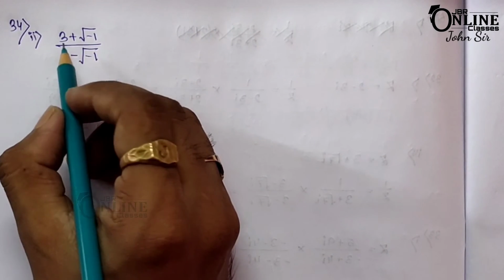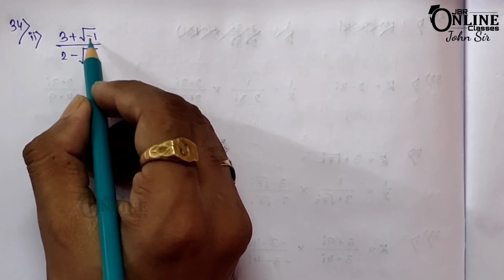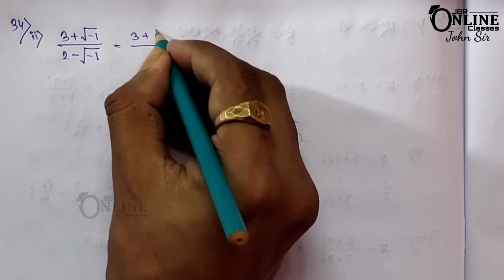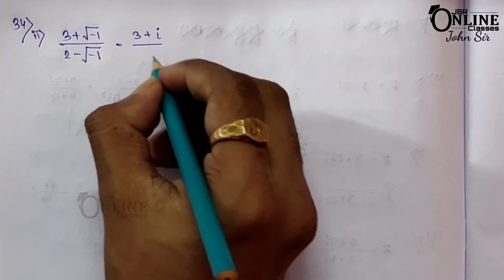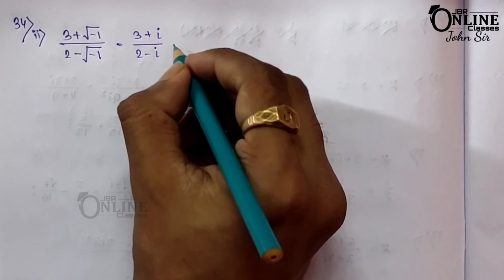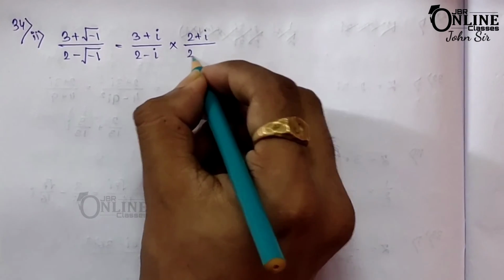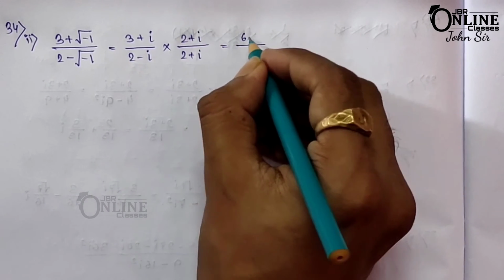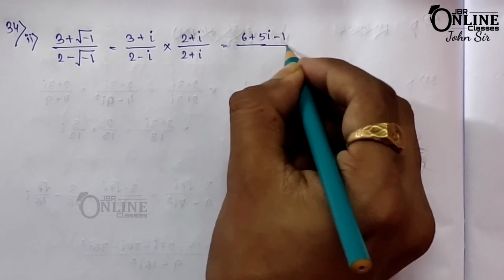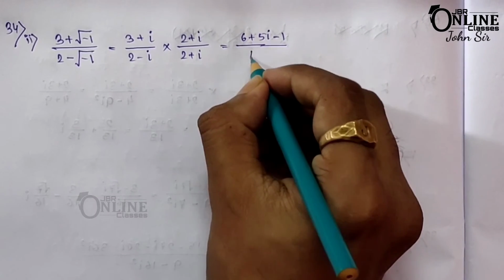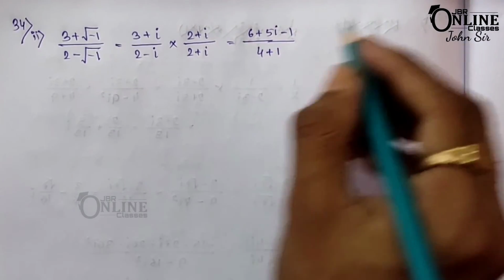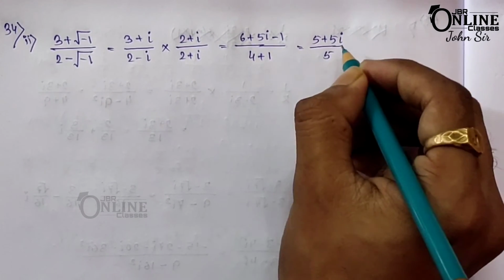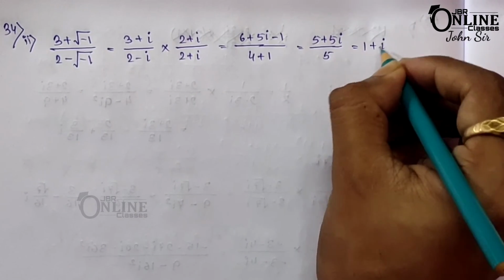So here in the second one, (3 + √−1) over (2 − √−1). First you have to write down this one, 3 plus i, because the value of root minus 1 equals iota, and here 2 minus i. Now if you multiply this one by the conjugate, you will get (3 + i)(2 + i), it becomes 6 plus 5i minus 1, because iota squared equals minus 1, and the lower one will be 4 plus 1, because of the a² − b² formula. So the upper one will be 5 plus 5i and the lower one will be 5. So here 1 plus i is the answer.